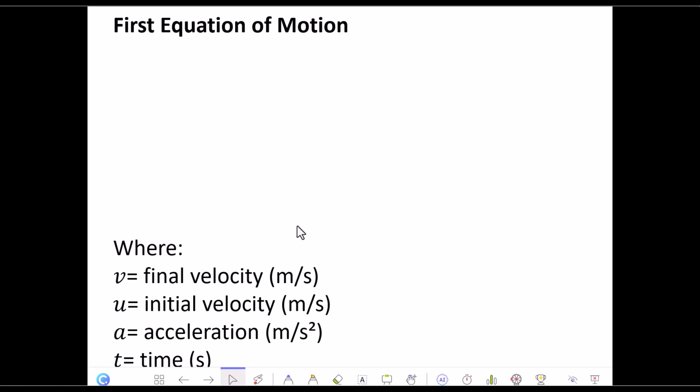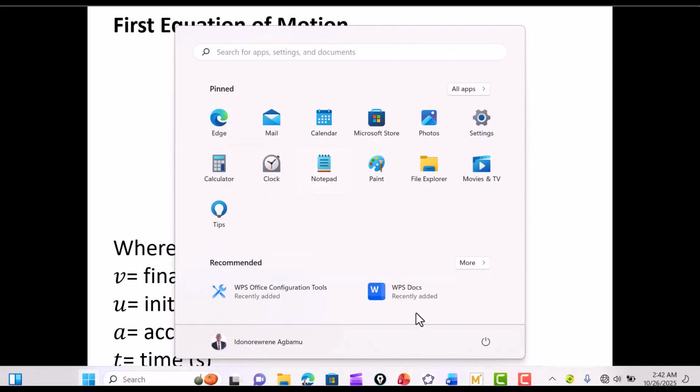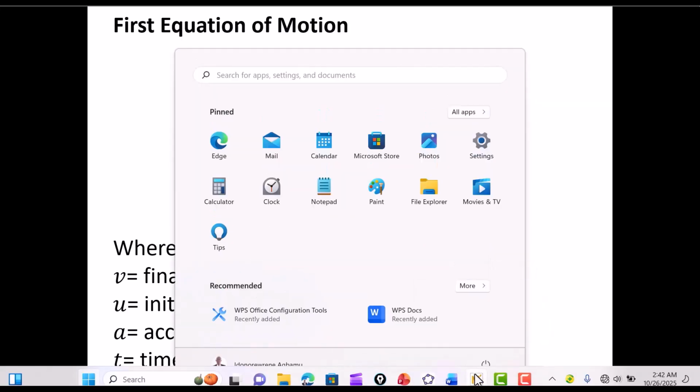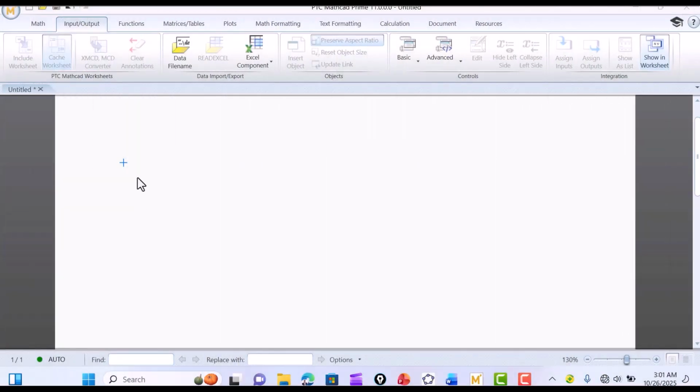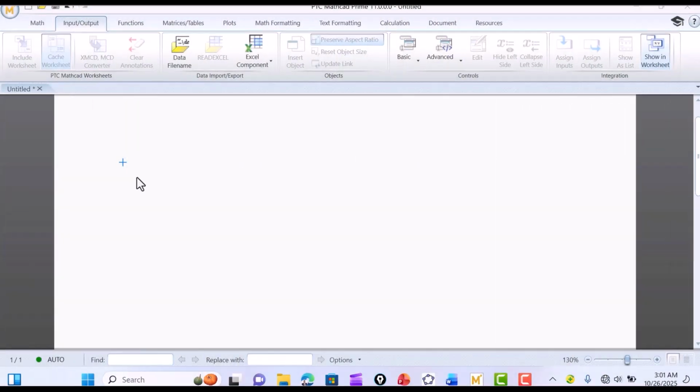Equation of motion, but let me derive it. For me to derive it, I would prefer to use this other app I have here, that is the PTC MathCAD Prime. Okay, let's start the derivation of the equations of motion.